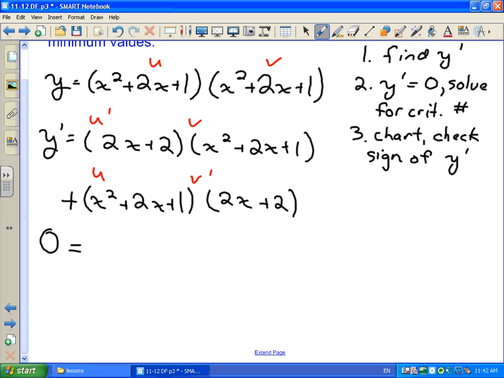How can I start simplifying what I have on the right-hand side here? Even before I expand, I'm going to have 2 of these, so I can do it as 2 times 2x plus 2 times x squared plus 2x plus 1. Okay. Now, I could expand this out, but if I'm solving for values of x, I don't want it in expanded form. I want it in factored form. So let's see if we can factor this thing.